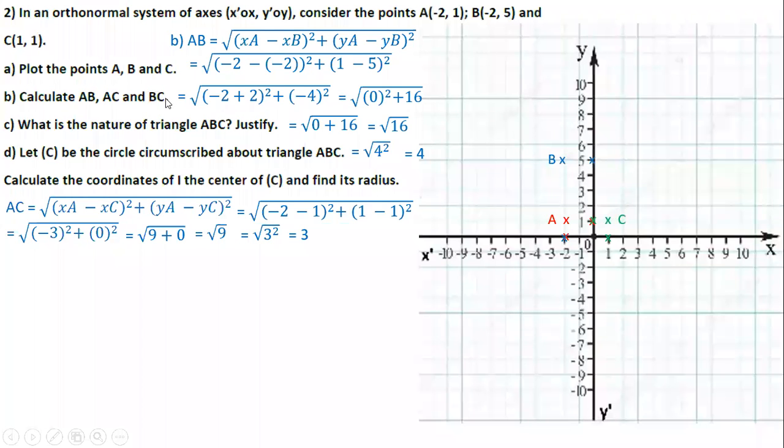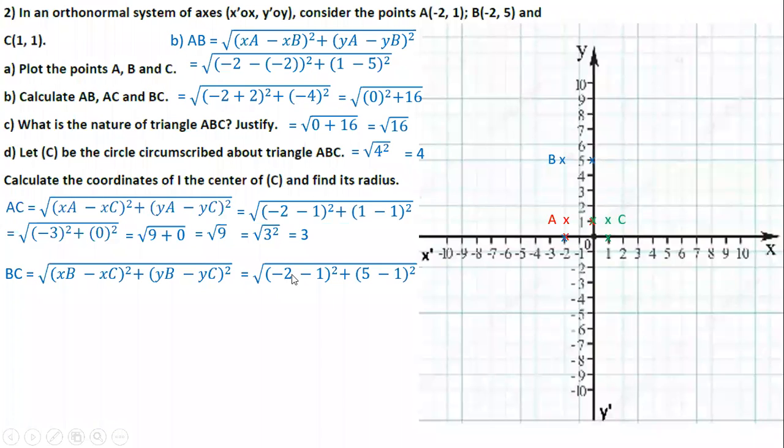Now we should calculate the length of BC. BC is equal to big radical XB minus XC all of it squared plus YB minus YC all of it squared. XB we replace by negative 2, XC by 1, YB by 5, and YC by 1.